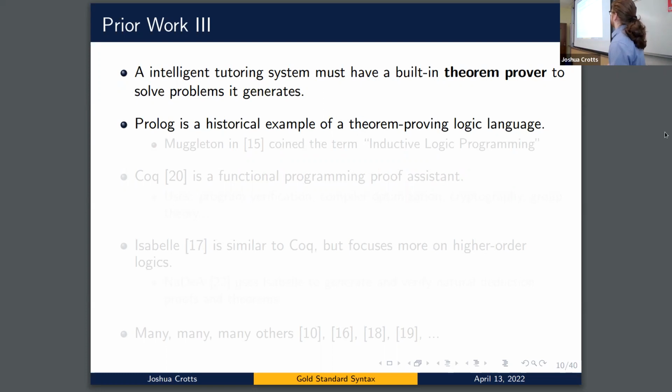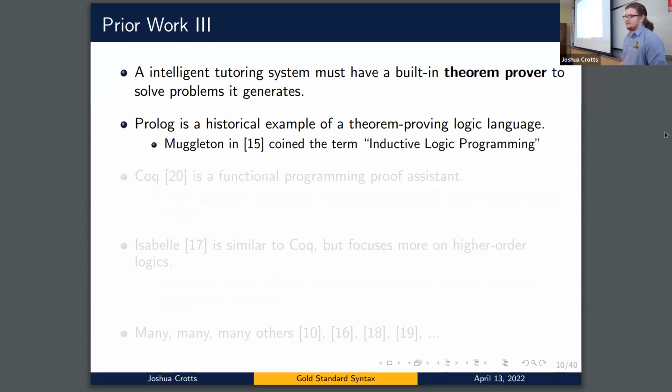of a theorem proving programming language is Prolog. And to go along with that, Muggleton actually coined the term inductive logic programming. With Prolog, you give it a database of facts and rules, and then you can deduce other information about the facts and the rules. Inductive logic programming works a little bit backwards. You give it the background knowledge and a hypothesis, and that can produce other rules from that.